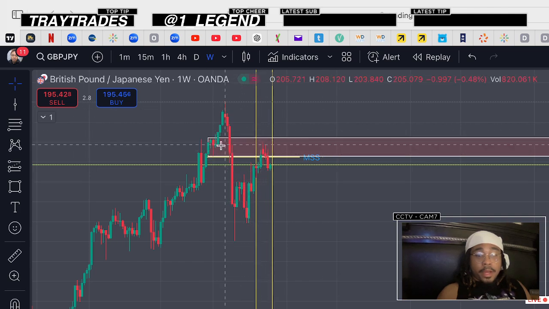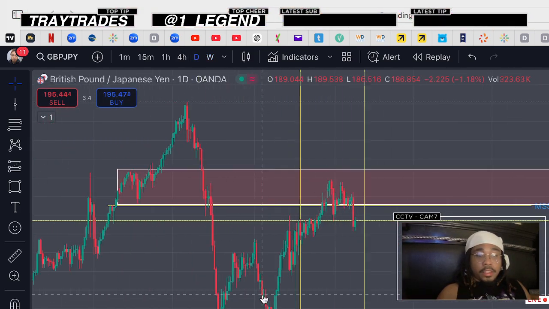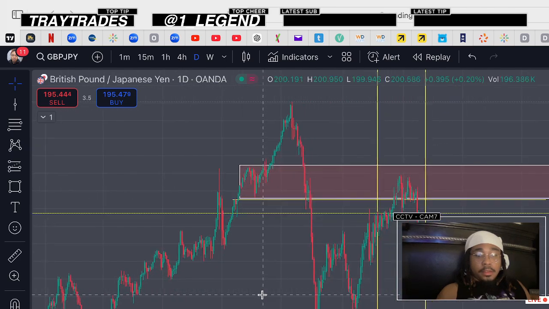So this red box is our breaker block. We have a fair value gap right there, followed by a market structure shift. So we can expect bearish movement, and all of this happened after taking liquidity, right? So let's go into the daily time frame and see.